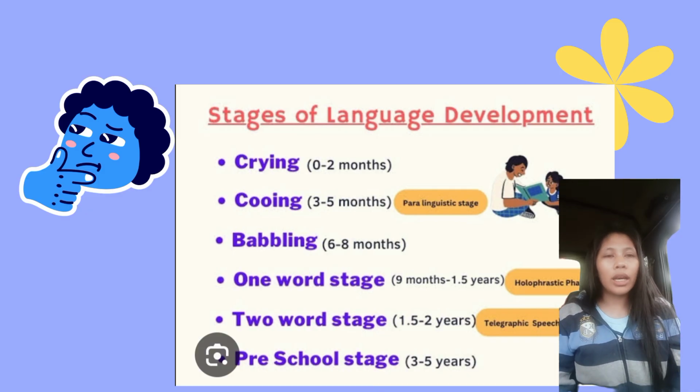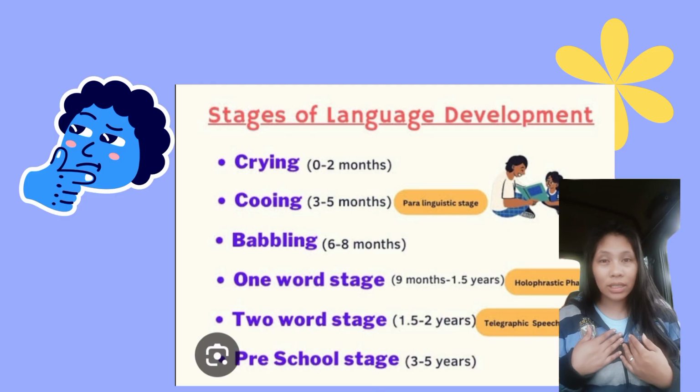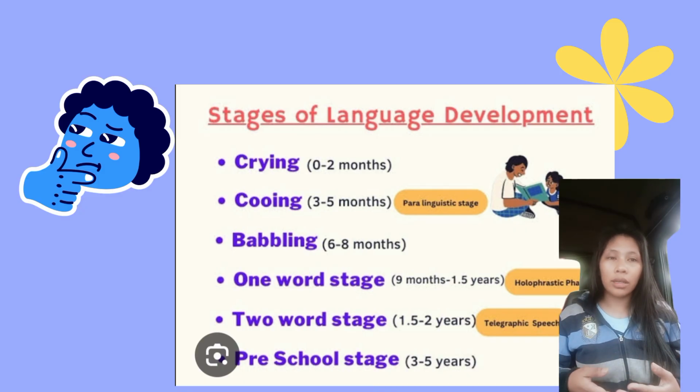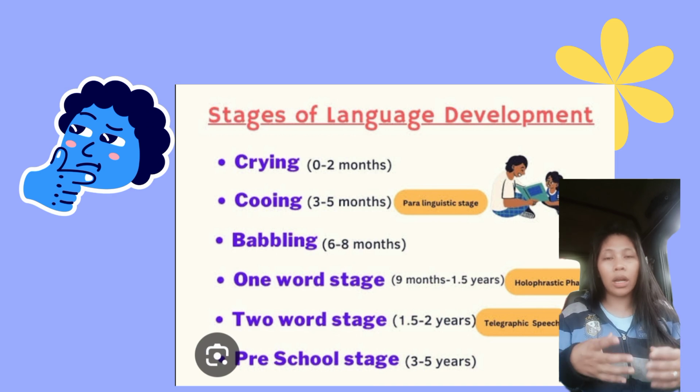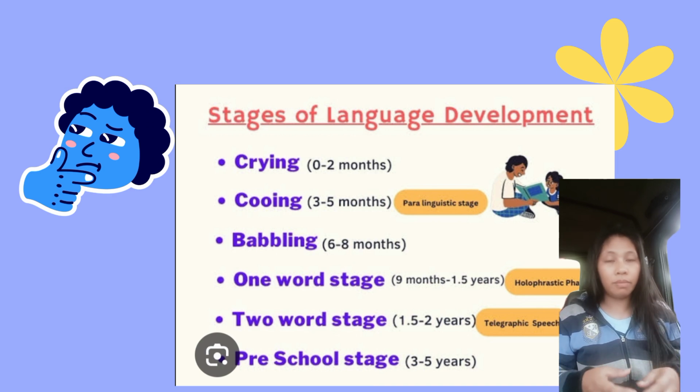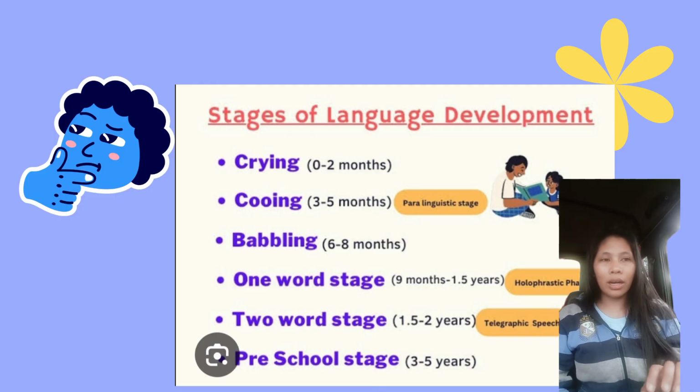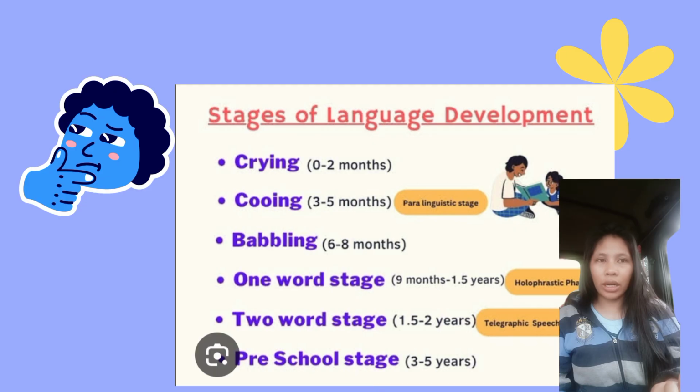An example is if the baby says juice, it means that the baby wants the juice, or wants to drink because maybe the baby is hungry. So he makes the sound or the word juice. Maybe at that time the parent or the caretaker will understand that one word, because in that stage the baby is in the holophrastic stage.